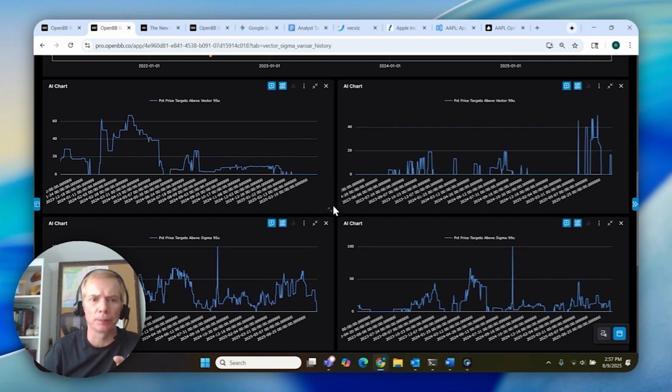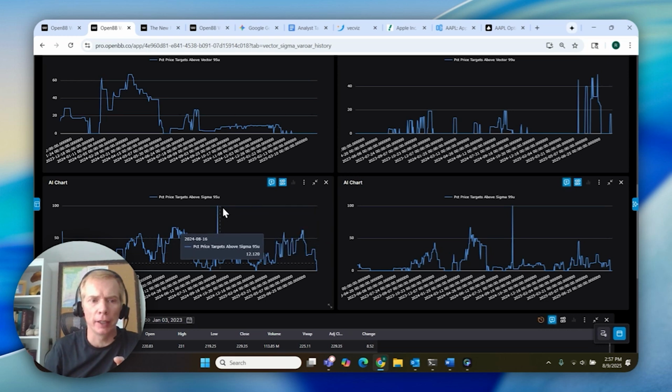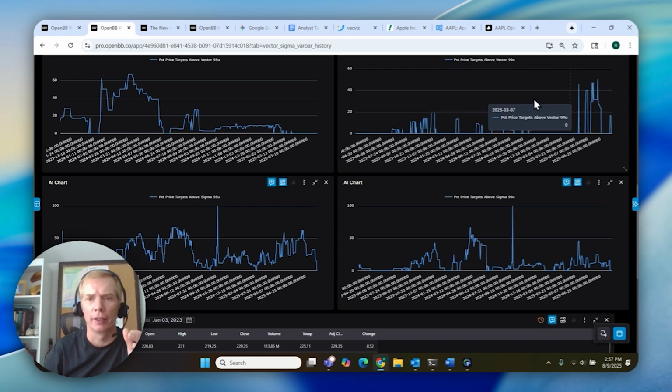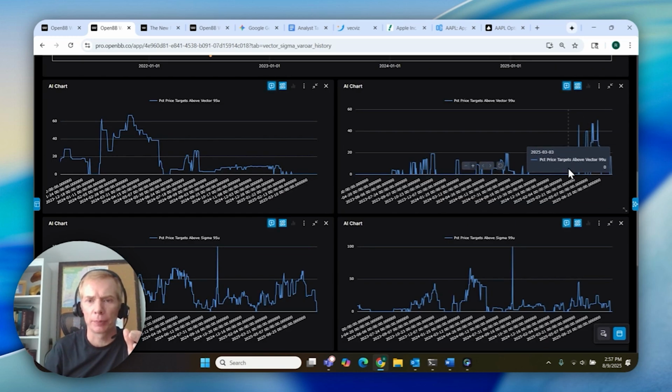And you can see that generally speaking, the sigma sees a higher frequency of its price target level being exceeded, both at the 95th percentile and 99th percentile, than the vector model. The vector model, particularly at the 99th percentile level, has a large amount of time where no price targets exceed it, and the peak amount that do exceed it is, I believe, 50%. Here it gets up to 100%.